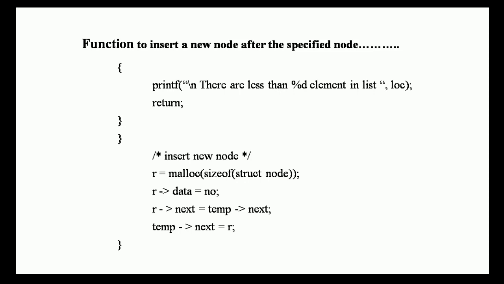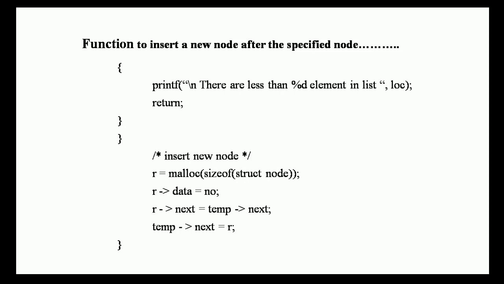Okay, that way you have created a function to insert a new node after the specified node. Generally, in the first slide you have only the declaration of the function. In this one, you have the place where we can insert a new node, the location after the specified node.